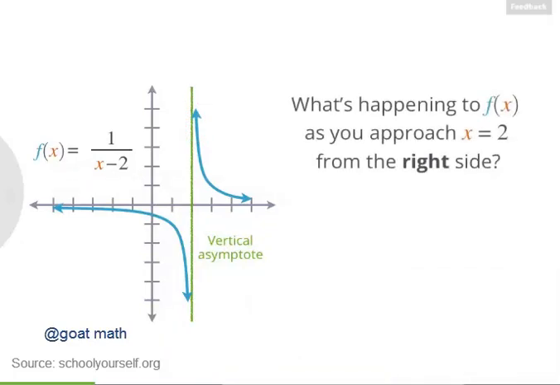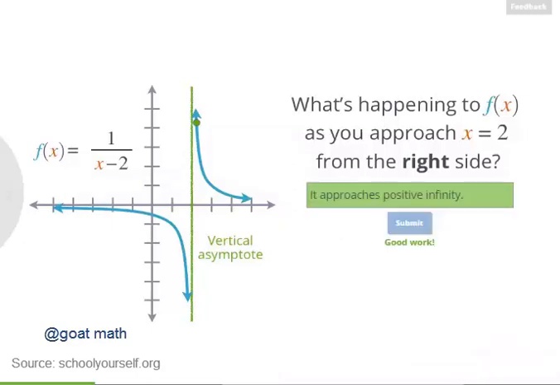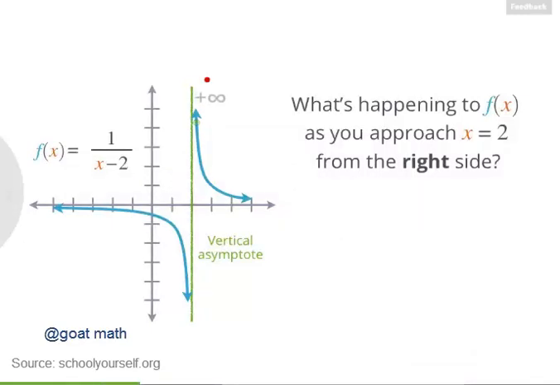Now what's happening to f of x as you approach x equals 2 from the right side? In other words, if we follow a point on the curve, what's happening to the point's y-coordinate as its x-coordinate approaches 2 from the right side of the asymptote? So it looks like this function is going to positive infinity as you approach x equals 2 from the right.